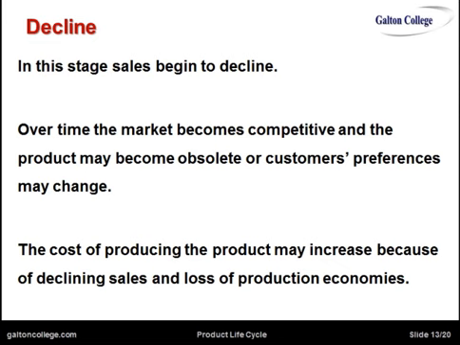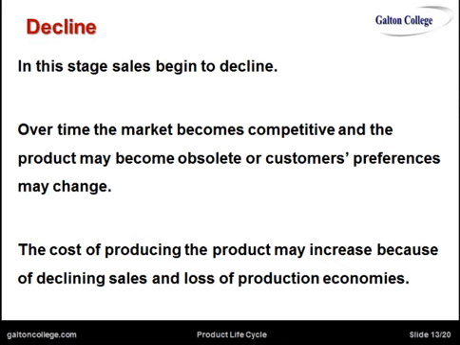So in the decline stage the product becomes less attractive in the marketplace and competitive pressure is on the product. The competitors have similar products and they have changed their products and made them more interesting to the customer. The cost of producing the product may increase because of declining sales and loss of production economies. And that's the problem, that as sales start to fall, the overheads still remain.